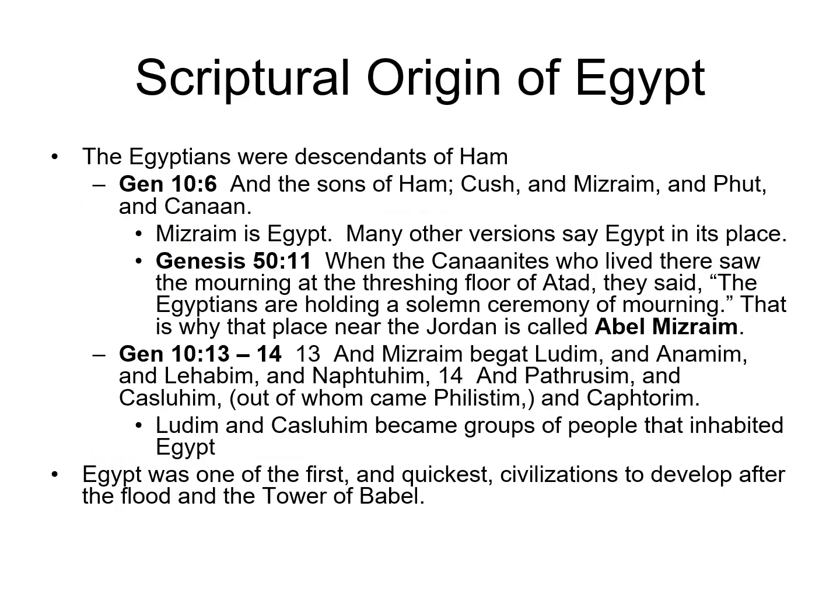So now let's look at the scriptural origin of Egypt. And we see this in Genesis chapter 10, verse 6, which says, "And the sons of Ham, Cush and Mizraim and Phut and Canaan." So here, the name Mizraim is actually translated as Egypt in many other translations. And knowing both names, knowing that it's also translated as Mizraim, gives us an interesting little insight into Genesis chapter 50, verse 11, which takes place when Jacob is being buried.